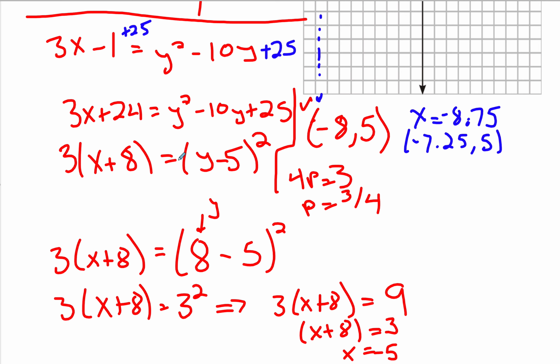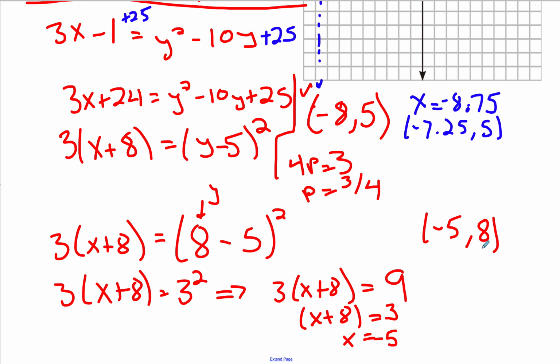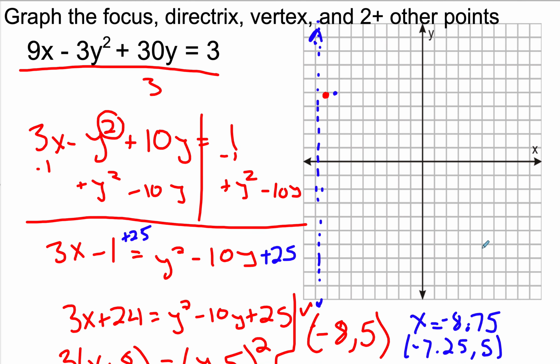Now let's check -5. This way you always check your work. -5 plus 8 is 3. 3 squared is 9. Okay, 8 minus 5 is 3. 3 squared is 9. Good. So x is -5. Y is 8. Let's go -5. 1, 2, 3, 4, 5. 8. 1, 2, 3, 4, 5, 6, 7, 8.